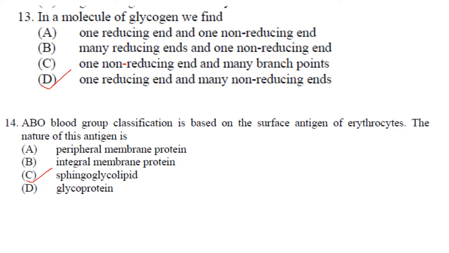Next one. ABO blood group classification is based on the surface antigen of erythrocytes. The nature of this antigen is option A, peripheral membrane protein, B, integral membrane protein, C, sphingoglycolipid, D, glycoprotein. So the answer is option C, sphingoglycolipid.